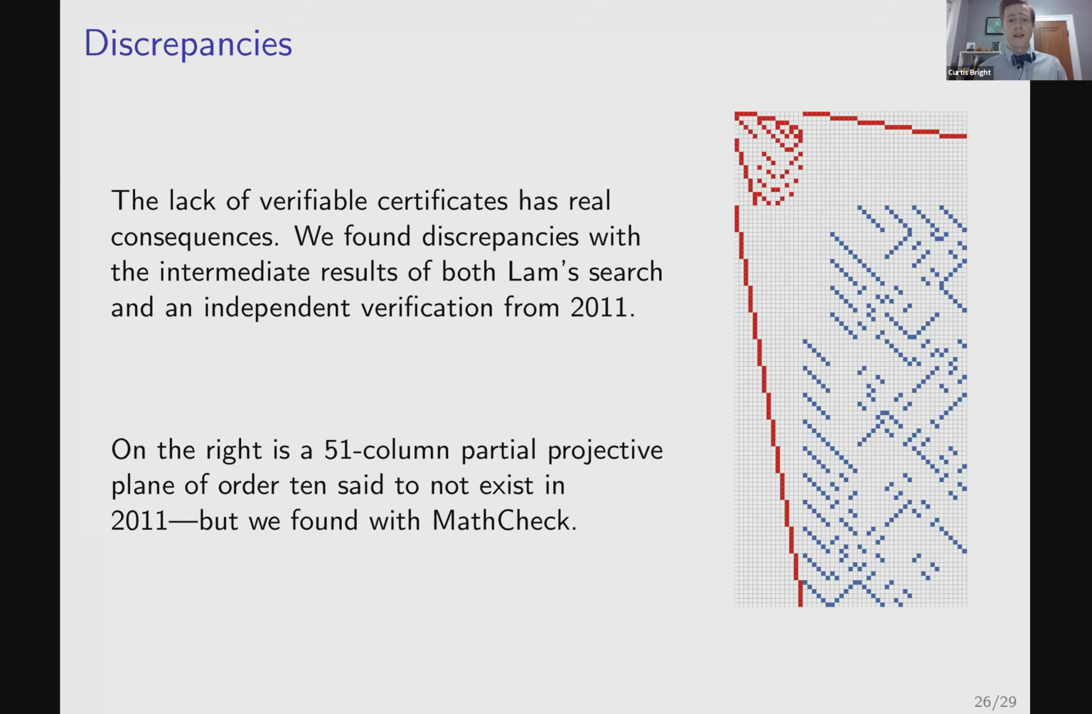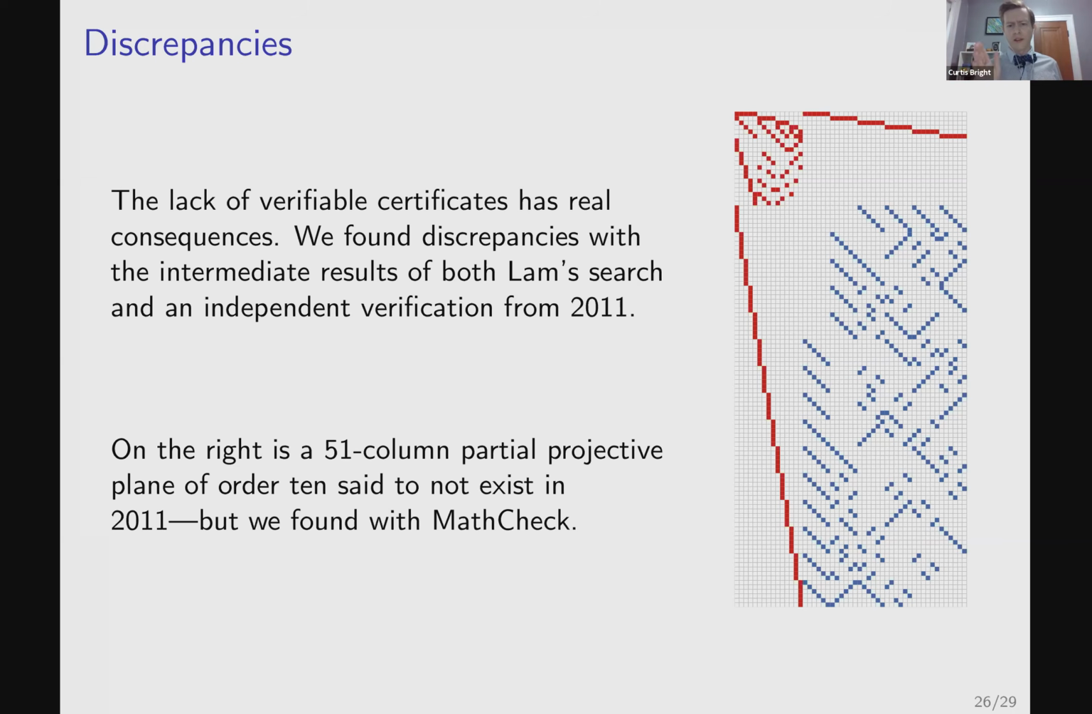And indeed, we found discrepancies. So there was an independent verification of Lam's search from about a decade ago that found discrepancies in Lam's result. And we found discrepancies on top of the discrepancies, right? It just goes to show how difficult this all is to get exactly right. But what I mean by discrepancy, they published some partial results. So all of the searches found no projective plane of order 10, but when you're finding partial projective planes as you're doing the search, they publish some partial results, and then we found discrepancies with that.